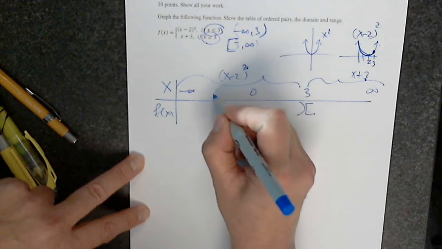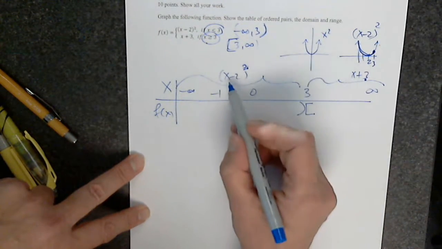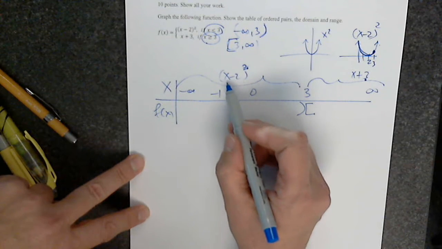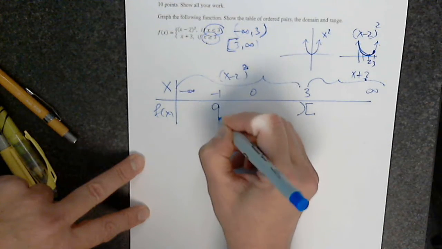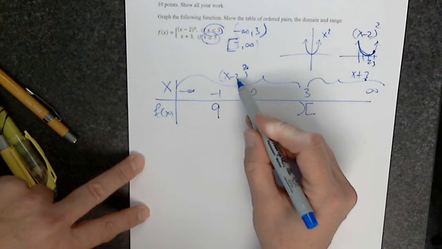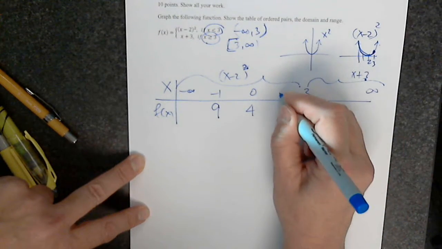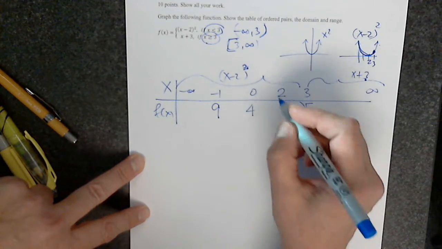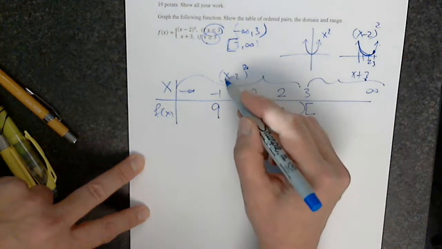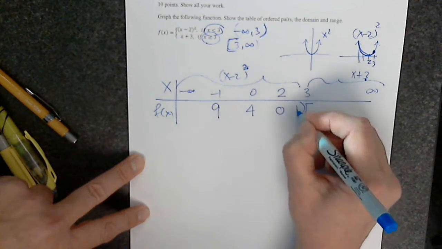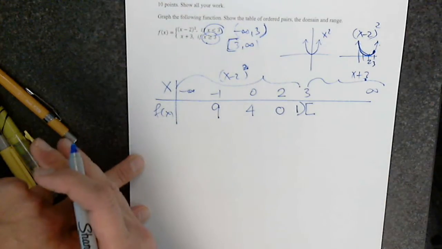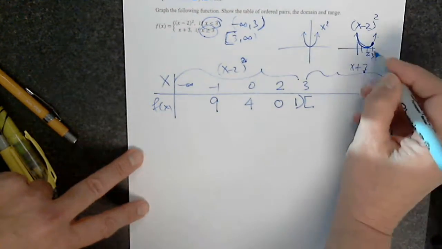So at negative 1, I have negative 1 minus 2, which is negative 3. Negative 3 squared is 9. 0 minus 2 is negative 2. Negative 2 squared is 4. And then I will put also 2, because 2 minus 2 is 0. 0 squared is 0. And then 3 minus 2 is 1. 1 squared is 1. Way too many points, but just to make sure that I'm graphing.